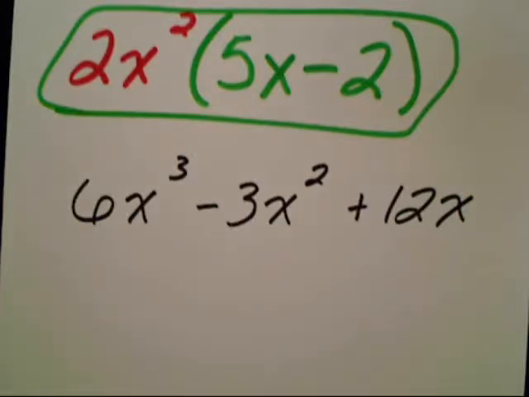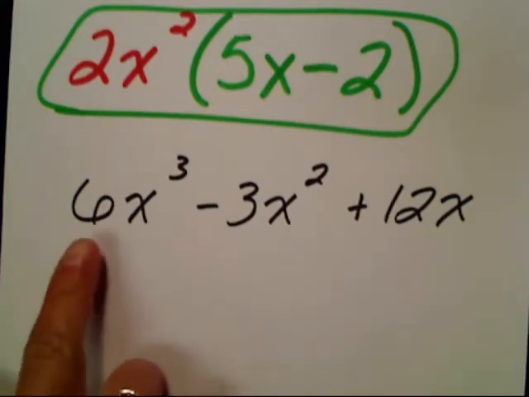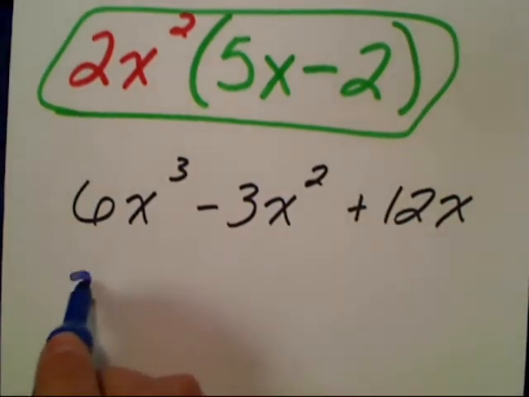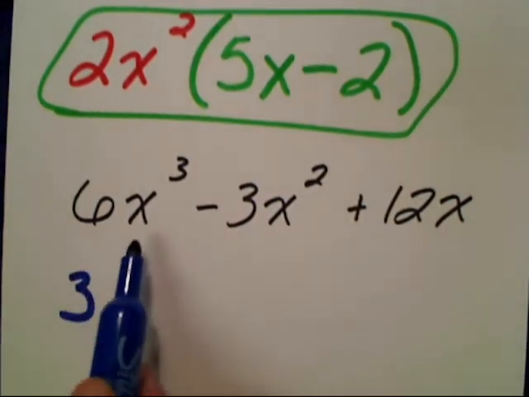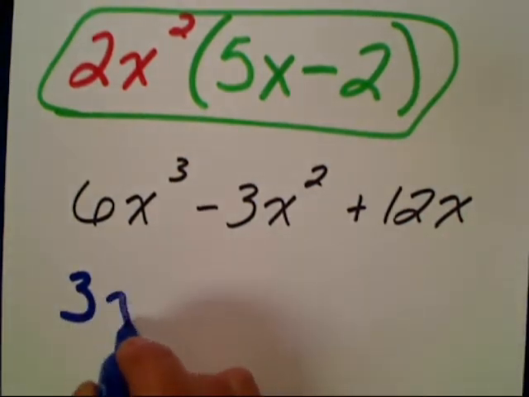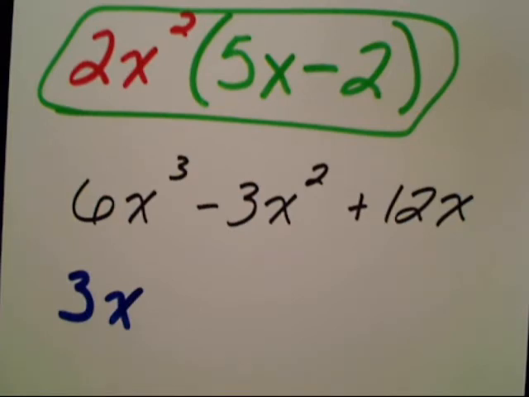Let's start another one. 6x cubed minus 3x squared plus 12x. Now here we just have a third term, but the same thing goes. The common factor has to be common in all three terms. It's all or nothing. So the greatest common factor of 6, 3, and 12 is 3. The greatest common factor of our variables is the smallest exponent, so it's that x, which is, once again, x to the first power.